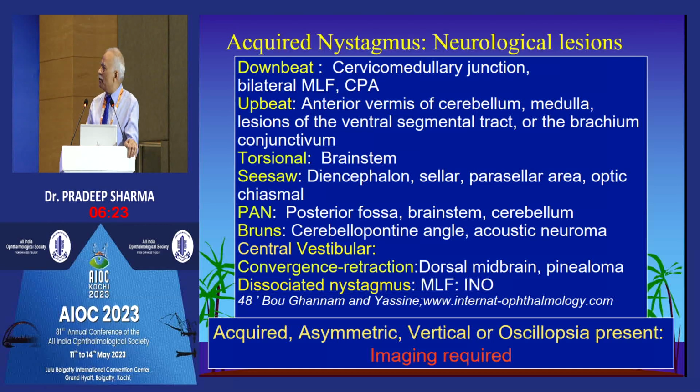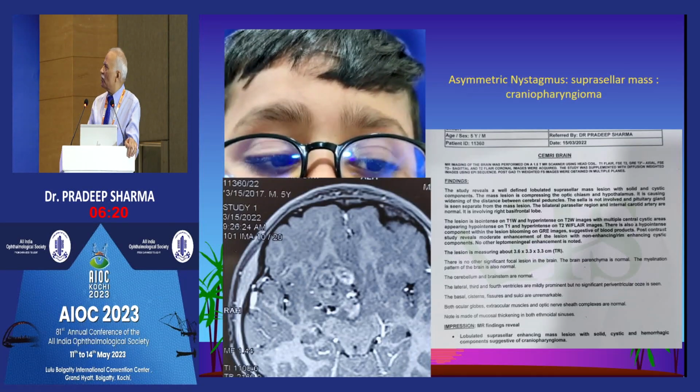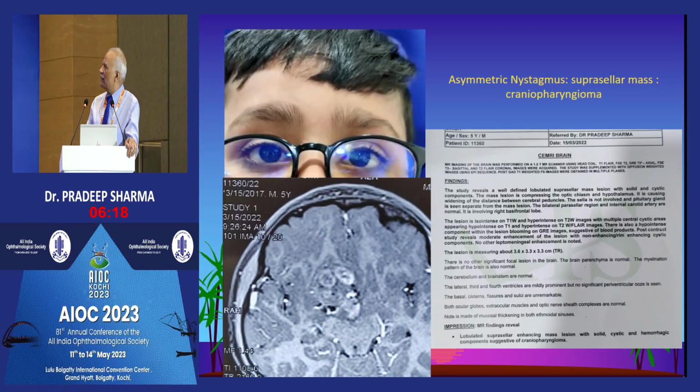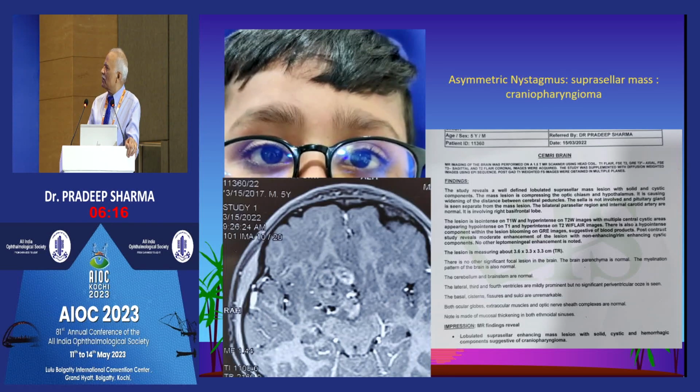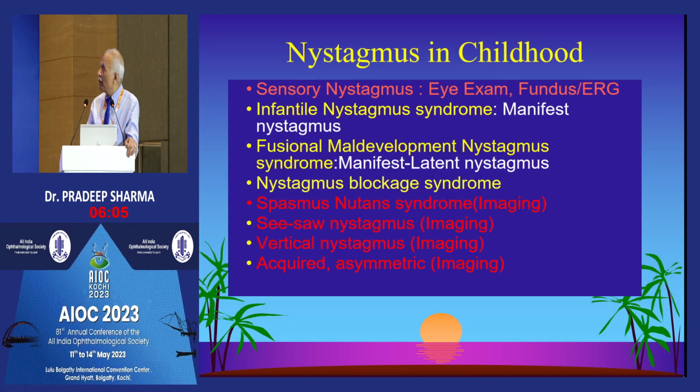So whenever a child presents with an acquired condition or an asymmetric nystagmus, like this child has an asymmetric nystagmus, when it came to us, we got an imaging done and we found a lobulated suprasellar enhancing mass lesion. So this can be life-saving if you keep this in mind.